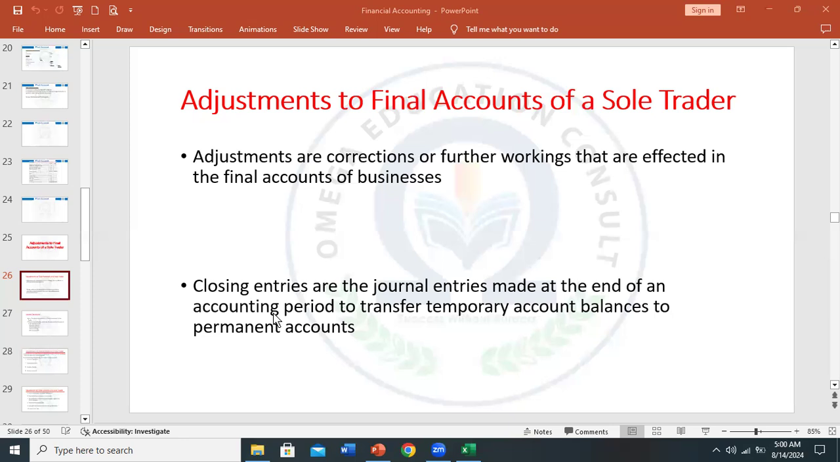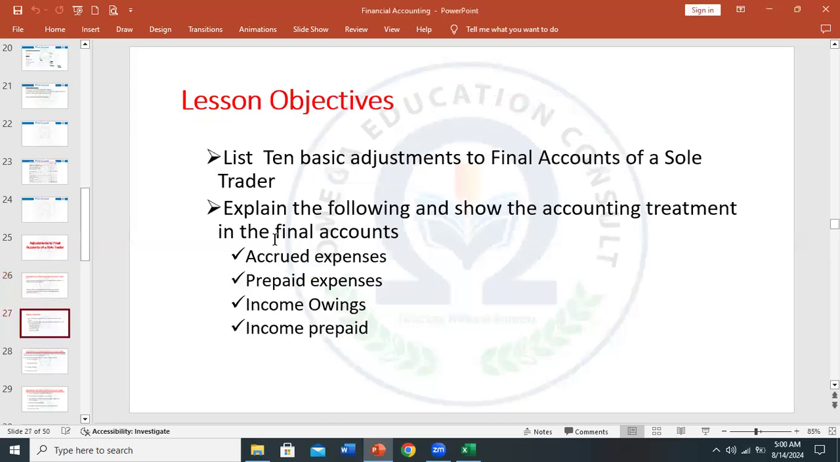But when you look at the expenses and the income and the revenues, those accounts are temporary because at the end of the year we transfer them to these two main accounts, which are the trading account and profit and loss account, to determine our profit and losses. So that is what we mean by closing entries. Okay, so we'll be doing a lot of these adjustment corrections, but let me quickly remind us that we are going to look at 10 basic adjustments to the final account.